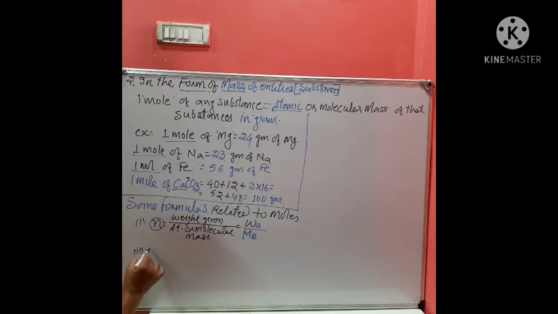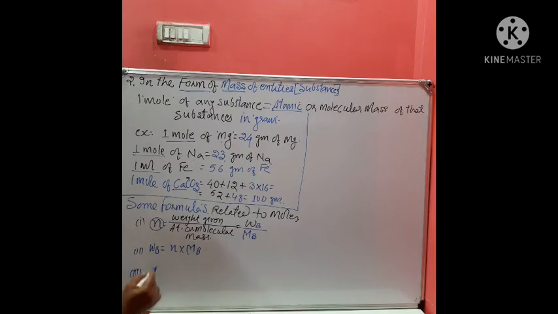Second one is, suppose we have to find mass given. So it will be equal to number of moles multiplied by what? Molar mass or atomic mass. Getting?